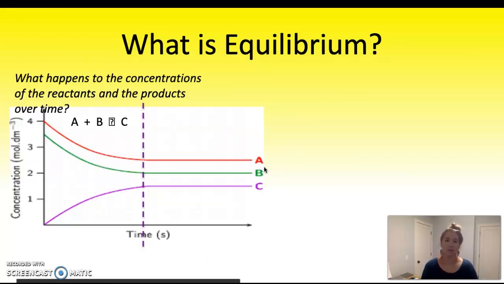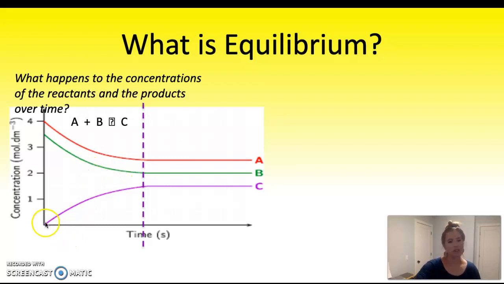Now, what is equilibrium? That's what we're going to talk about today, because our reactions are going to look a little bit different now. So what happens to the concentration of the reactants and the products over time? Well, let's look at our graph. We have reactants A and B, and we have different concentrations to start off with, and that's okay. But as time passes, they decrease. And that should make sense because they're reacting to make the product C. So that would make sense that we'd have less of them over time.